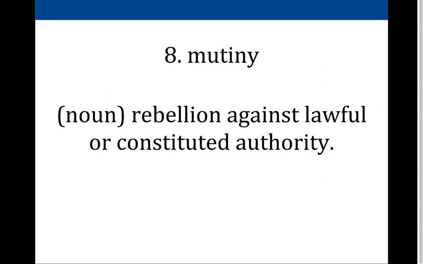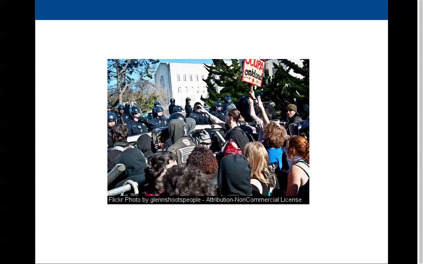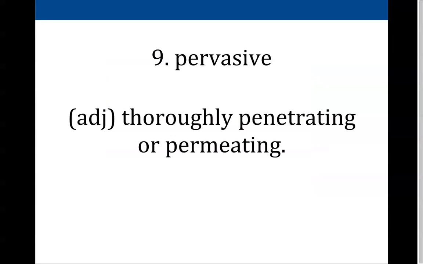8 is mutiny, and mutiny is a rebellion against lawful or constituted authority. So anytime a person or, usually it's a small group of people, rebel against the government or someone in authority, it's called a mutiny. It's like a little uprising. And this is during the Occupy Oakland, where there was kind of like this riot and you see the police in the back and there's this little mutiny happening where people are clearly angry. They want their voices heard.